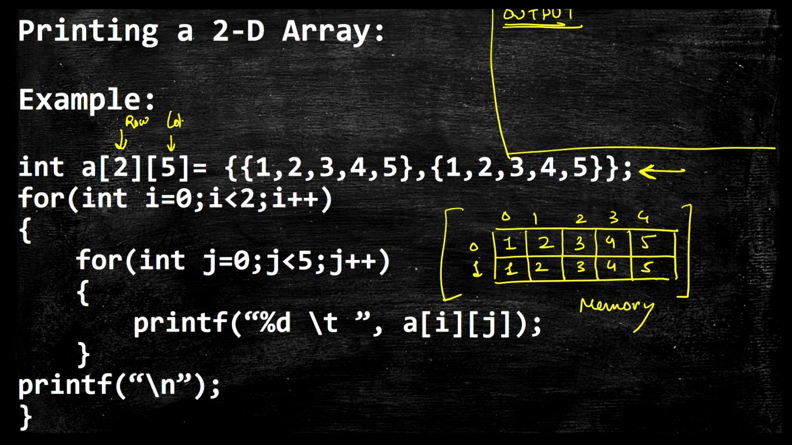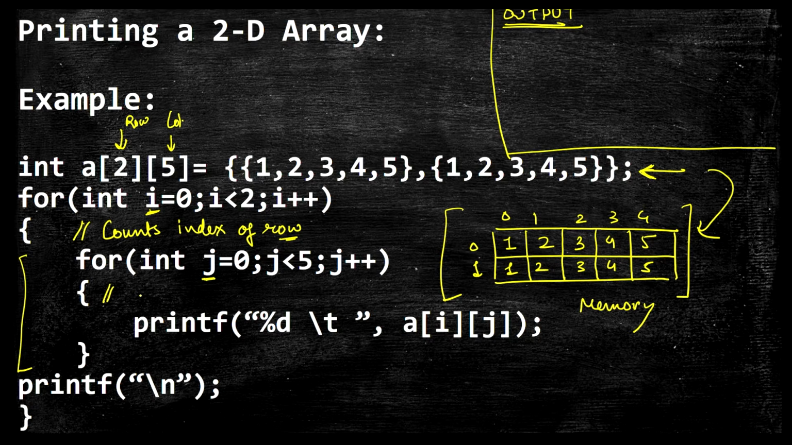After reading the first line, the memory is being initialized with the array. Now comes the for loop, where we run the i loop and then the j loop inside it. What does the i loop do? It counts the index of row. After that we have the j loop, that is this one. This is the i loop and this is the j loop. Inside the i loop, follow the braces, we have the j loop. So what does this j loop do? This j loop will count the index of column.